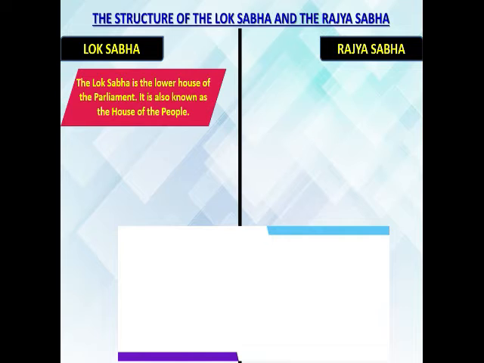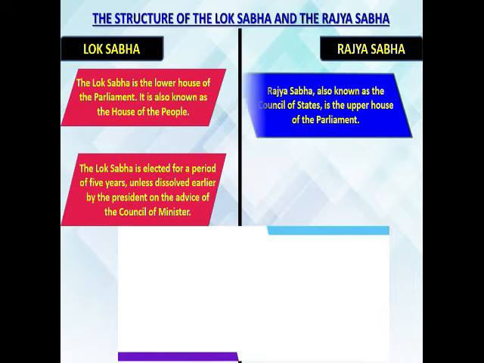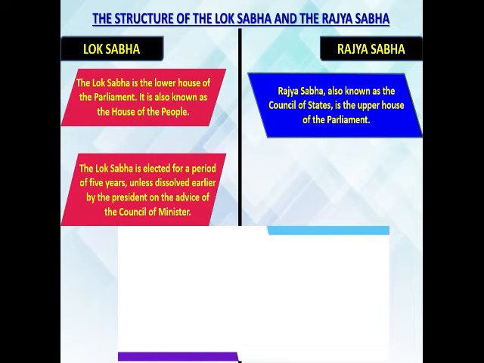So the Lok Sabha is the lower house of the parliament. It is also known as the house of the people. And the Lok Sabha is elected for a period of 5 years unless dissolved earlier by the president on the advice of the Council of Ministers. The Rajya Sabha, also known as the Council of States, is the upper house of the parliament.